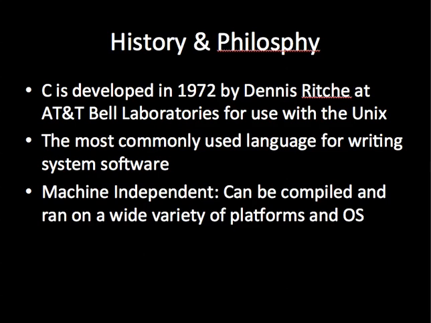C was essentially developed in 1972 by Dennis Ritchie at AT&T Bell Labs for the use of Linux. C is a very common language in today's world in the sense that it's the most commonly used language for system software. Today, C programming is very machine independent, which means that it can be compiled and run on a wide variety of platforms and operating systems, such as Mac OS X, Linux obviously, and Windows through PuTTY or other SSH devices as well.